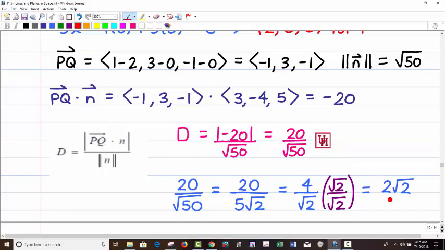So let's say 2 root 2 was one of the answers. Well, you could take a calculator and take 20 divided by the square root of 50, and you would see it was equivalent to 2 root 2. But I just broke it down into 5 root 2, 20 over 2 is 4. I rationalize the denominator, which means I'll have 4 over 2, and that gives me 2 root 2. I just want to show you that. That's not critical. But 20 over root 50 is the accurate distance from that point to that plane.